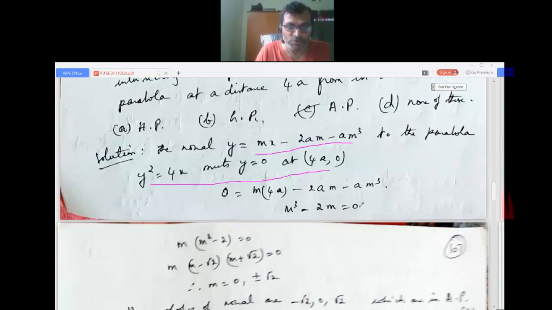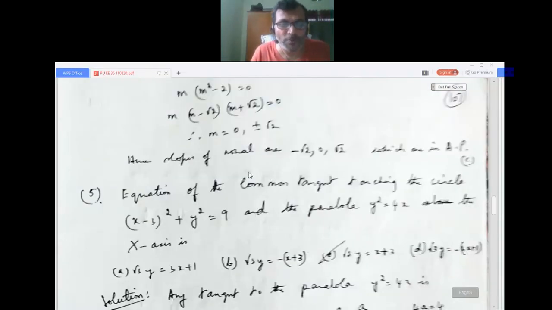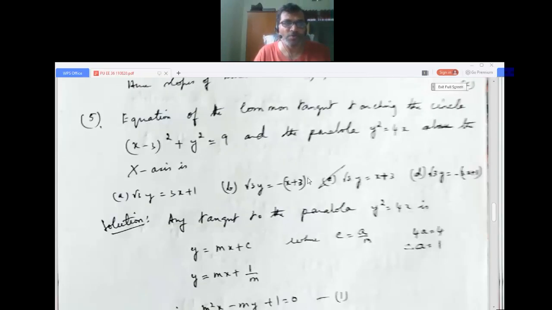So m cubed minus 2m equals 0, m is common into m squared minus 2. So we get m into, this is a squared minus b squared formula, m minus root 2 into m plus root 2. So m equals 0 comma plus or minus root 2. Hence the slopes of the normal are minus root 2, 0 comma plus root 2, which are in AP. Okay. Now question number 5.